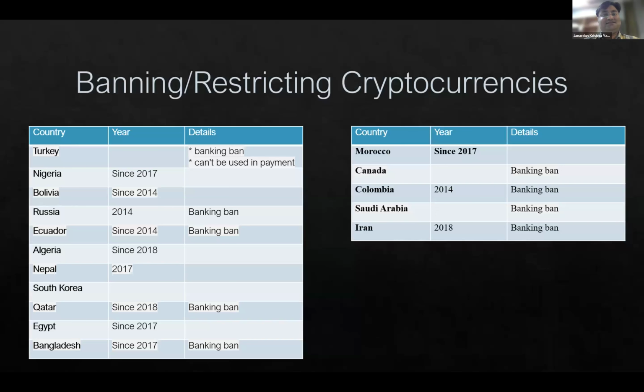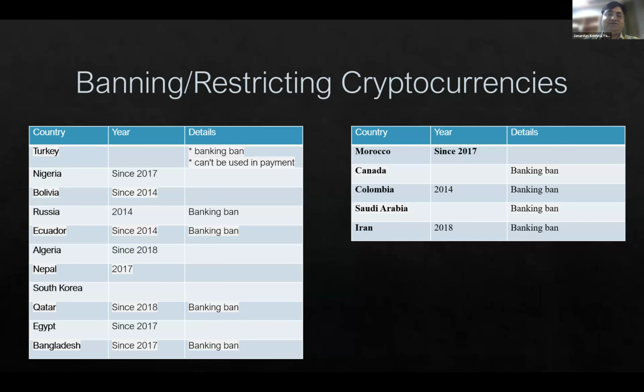One can clearly see that banning and restricting cryptocurrency trades is quite common in BRICS countries and otherwise as well. We are focusing on BRICS countries. We have used multiple sources because there is no exact place where you can find it. We have to go to government websites and other government documents to see how it goes.